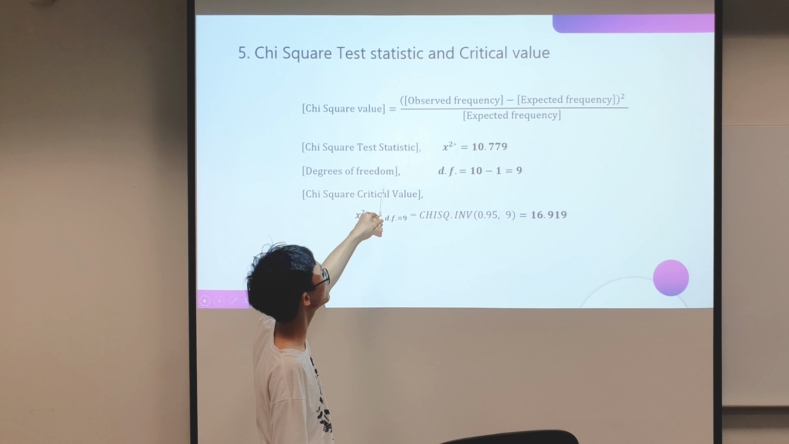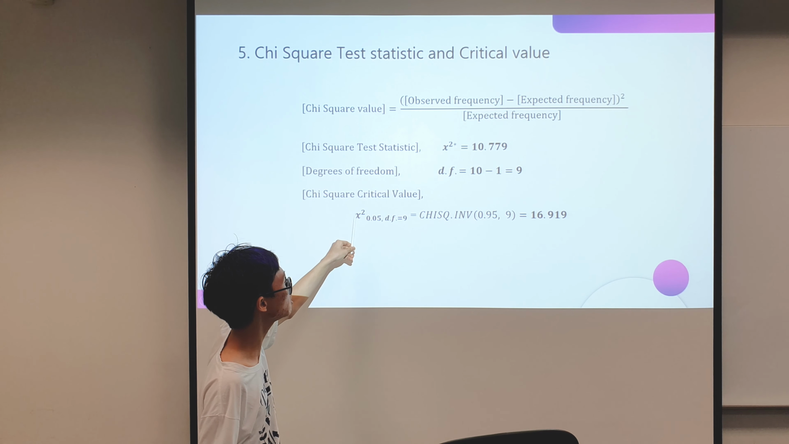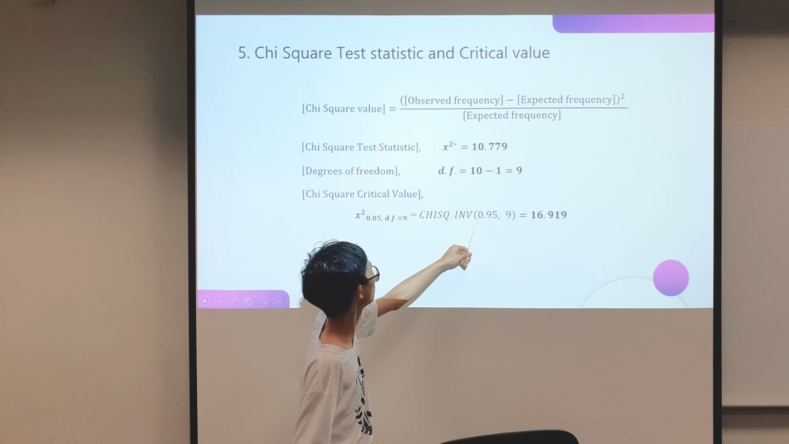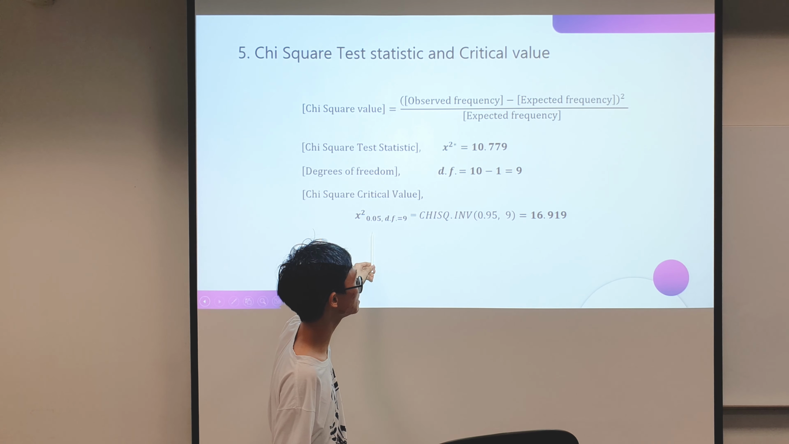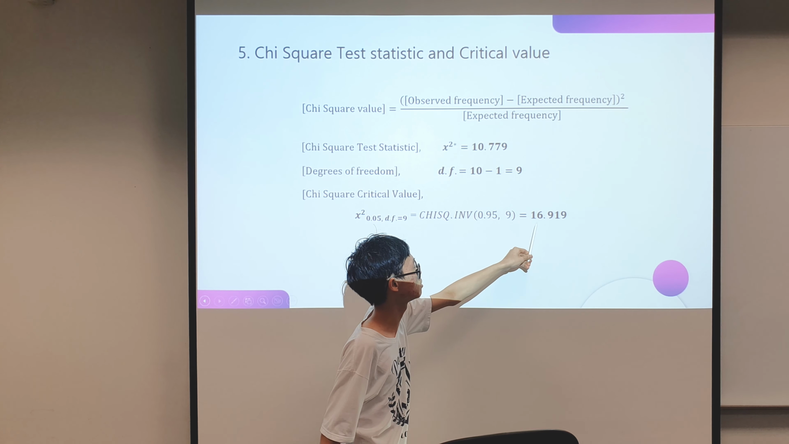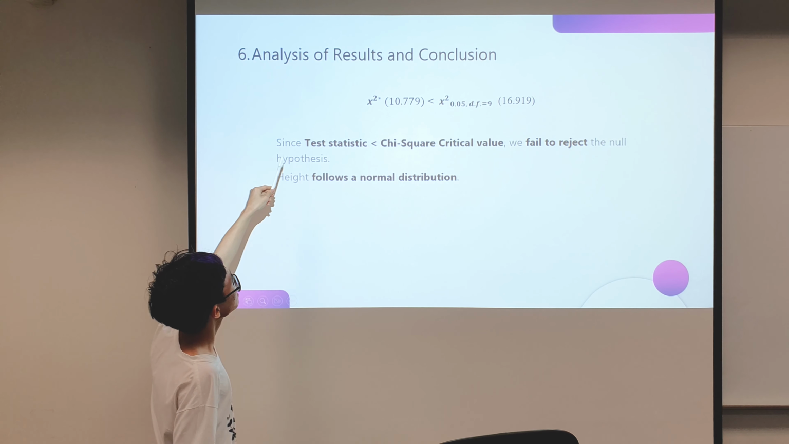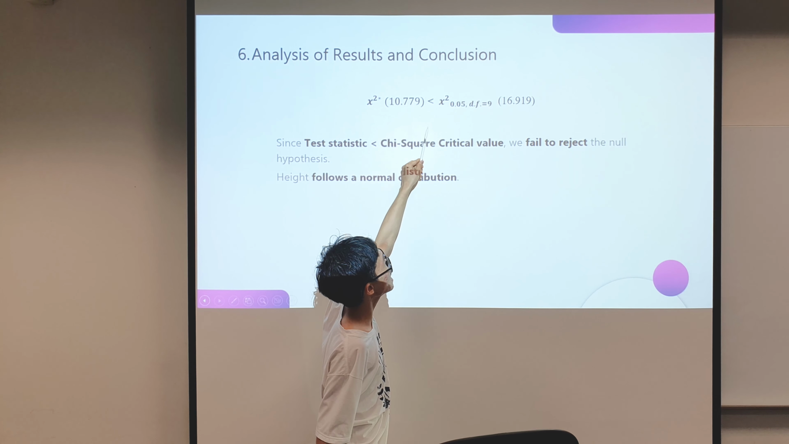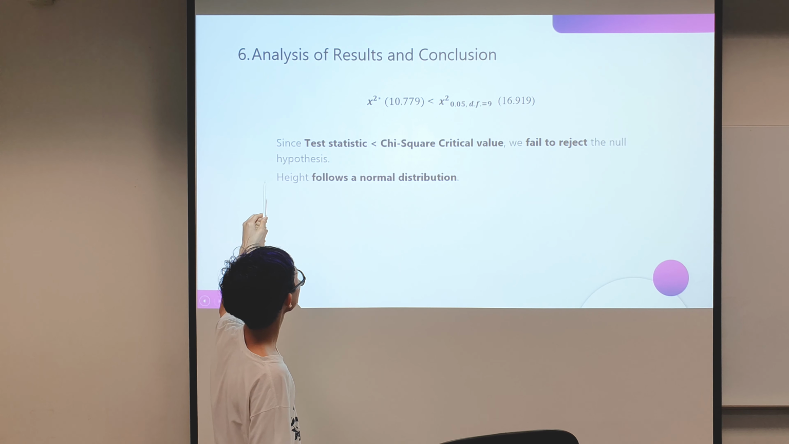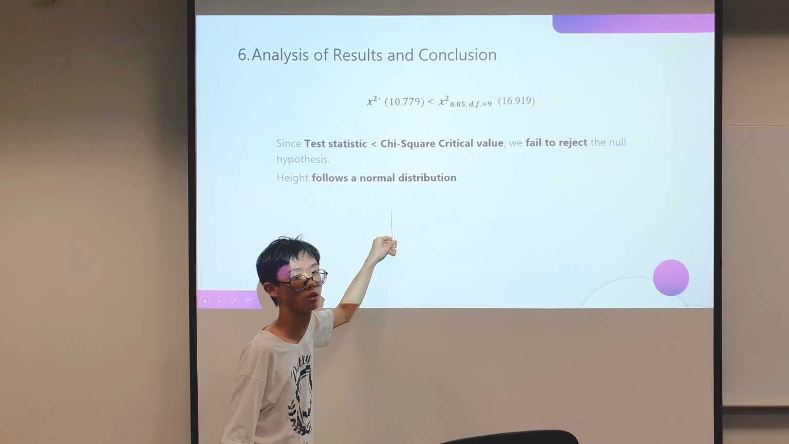Under our degrees of freedom, we get 10 minus 1 equals 9. And for our chi-square critical value, we use the chi-square inverse formula, and we use 0.95 because of our 5% significance level and 9 because of our degrees of freedom. Doing that allows us to get 16.919, which is our critical value. Since our test statistic is less than the critical value, we fail to reject the null hypothesis. Thus, we conclude that height follows a normal distribution.